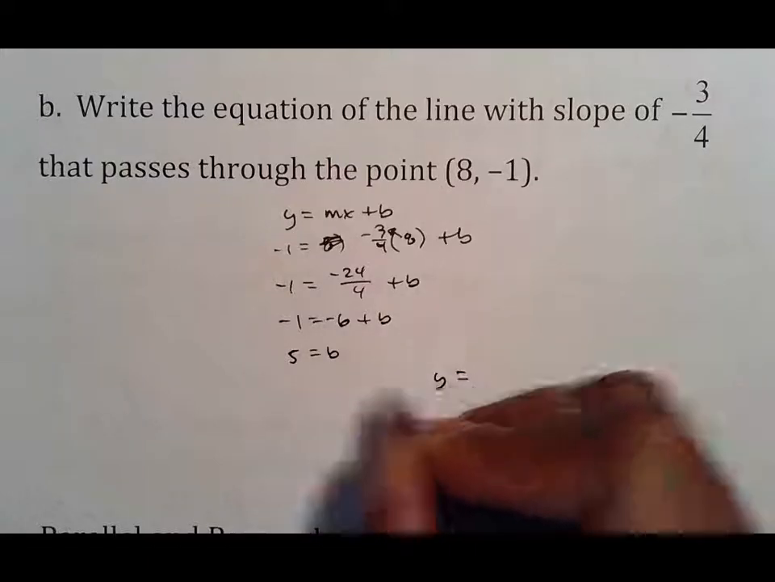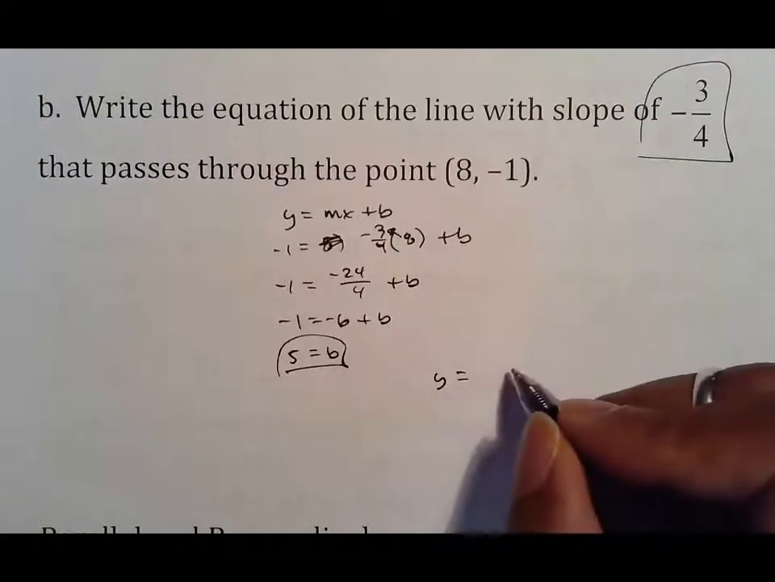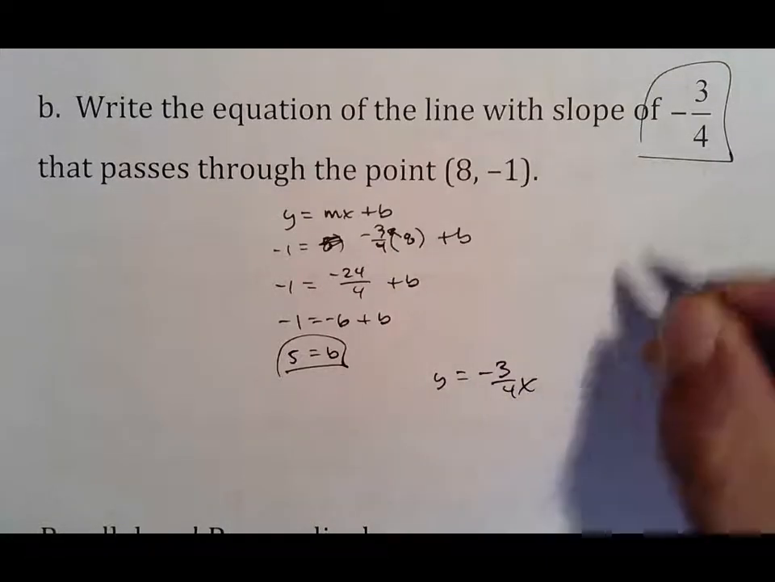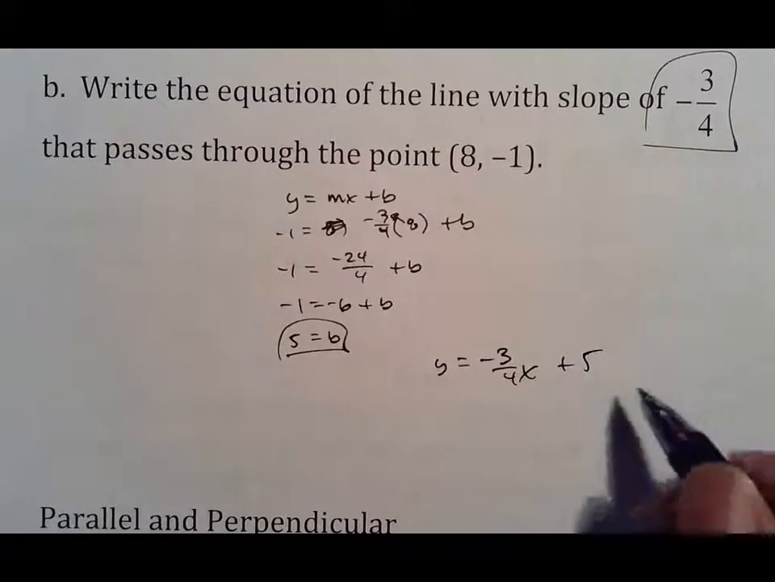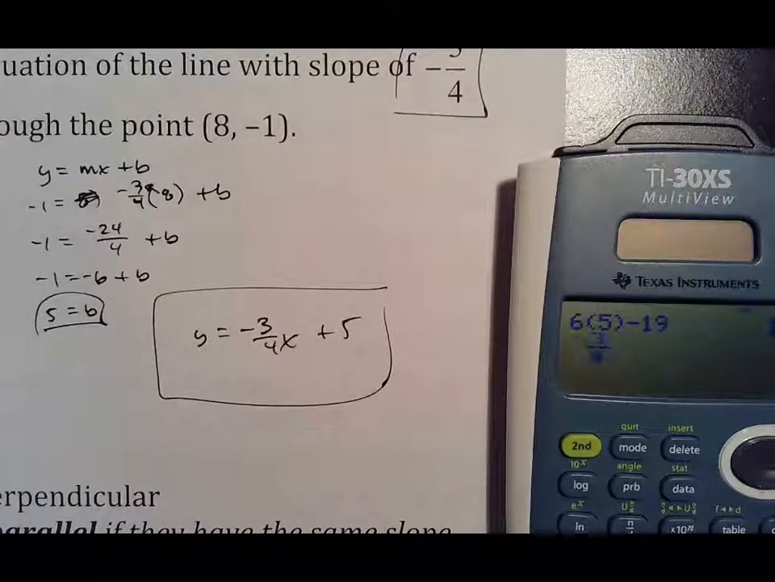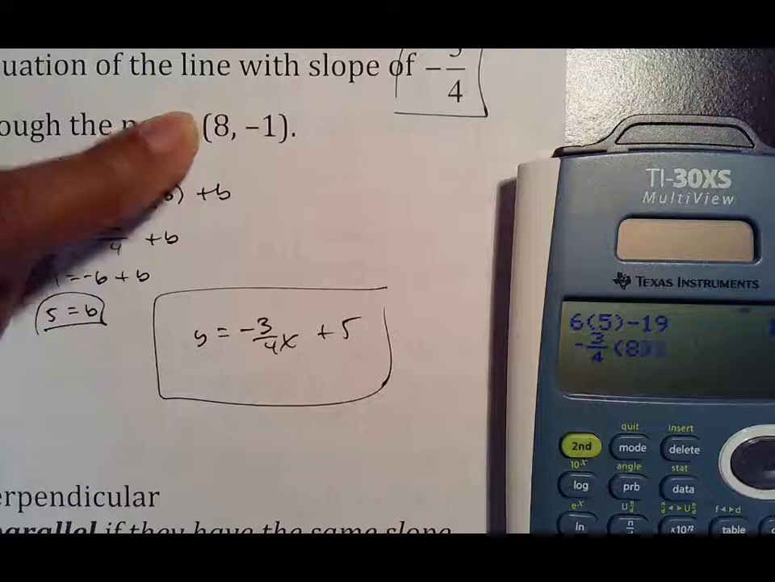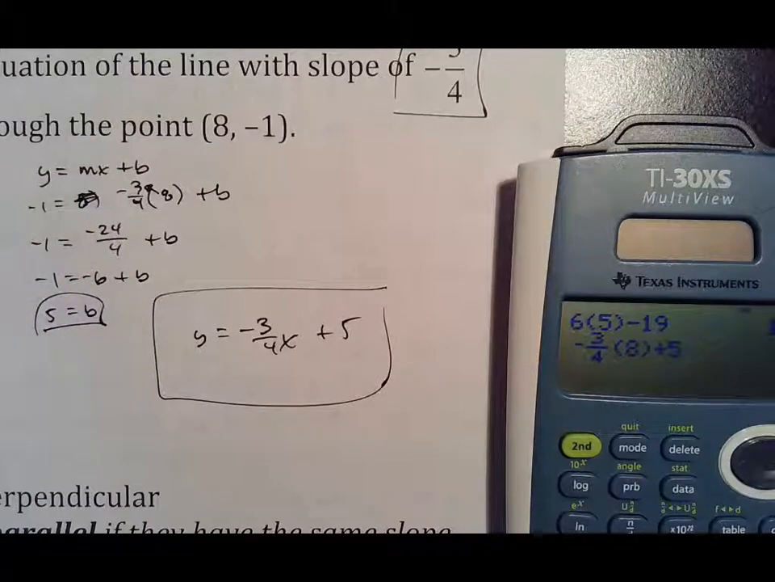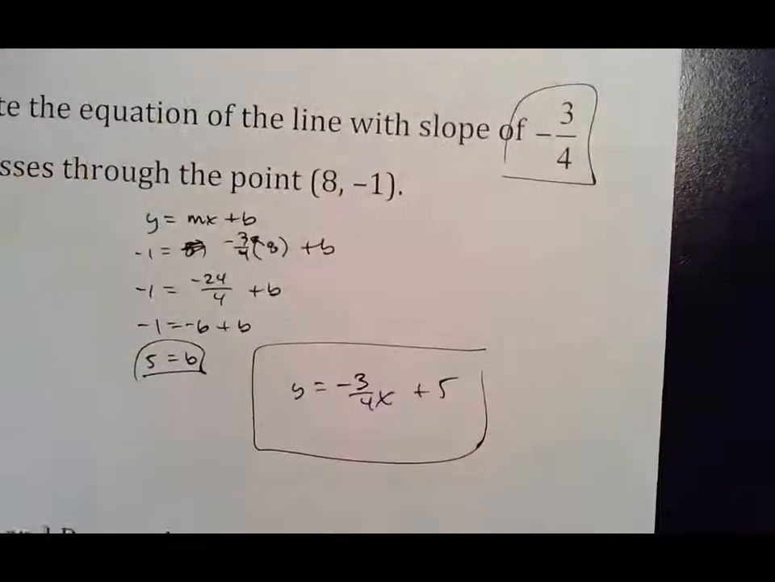Which means that my final answer with b and my number here is y equals negative 3/4 x, because that's your slope, plus 5 because my 5 was positive. Again, you can check this by taking your calculator: negative 3/4 times x, in this case 8, plus 5, and then you cross your fingers and hope you get it right. The calculator says negative 1. I have a negative 1, so we're good.